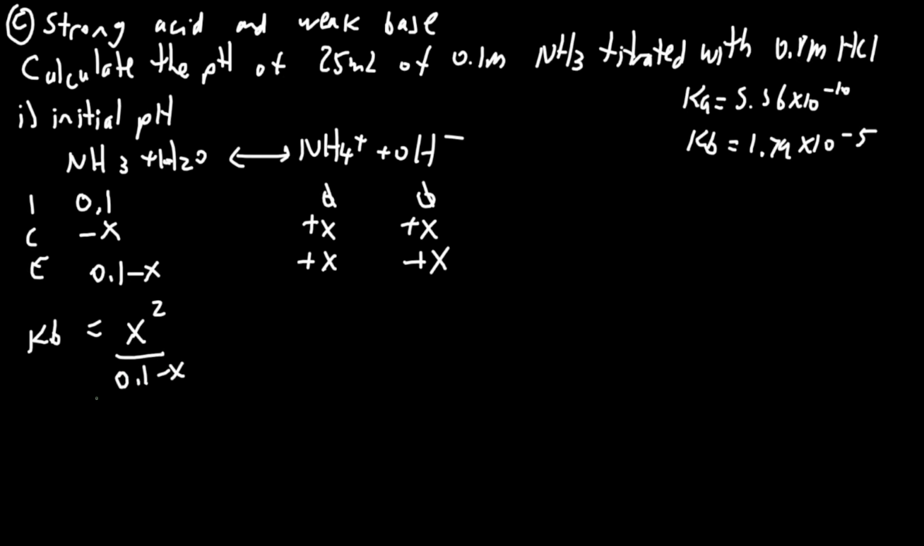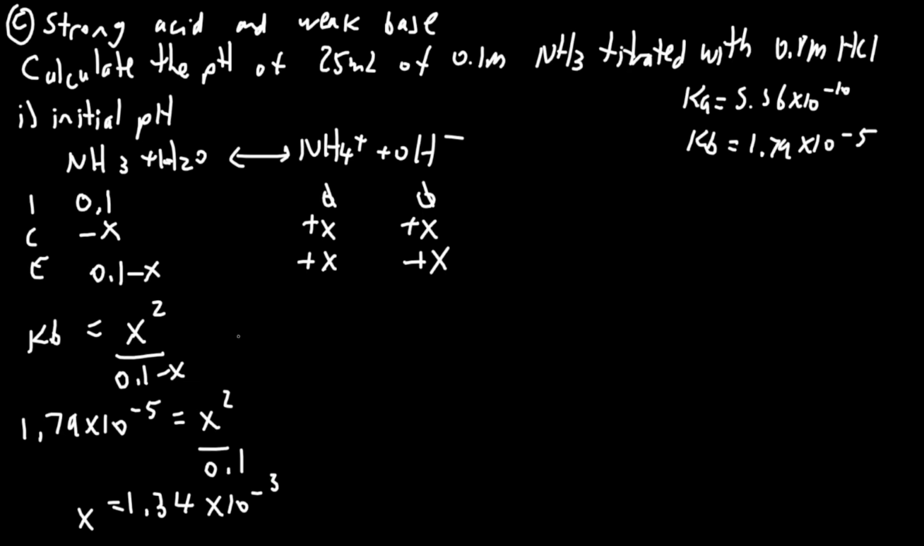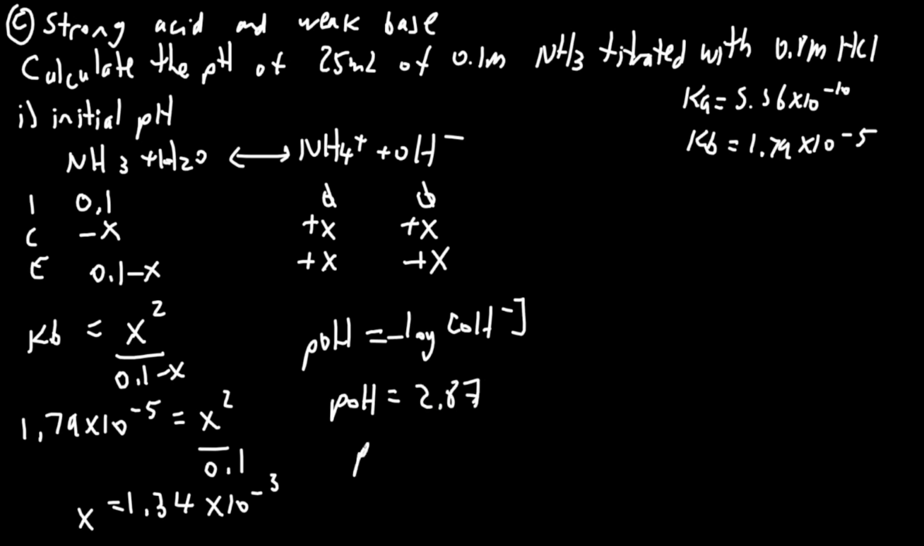Ignoring the change, you're going to get 1.79 times 10 to the negative 5 equals x squared over 0.1. When you solve, you're going to get 1.34 times 10 to the negative 3. Plugging this into the pOH equation, pOH equals negative log OH minus, you're going to get pOH equals 2.87, or pH equals 11.13.